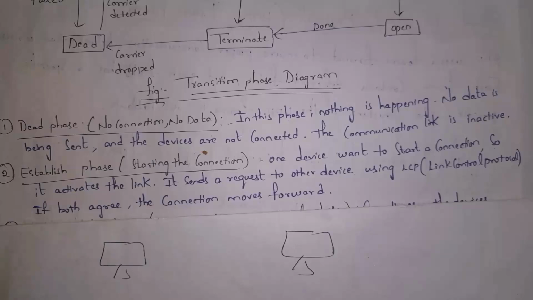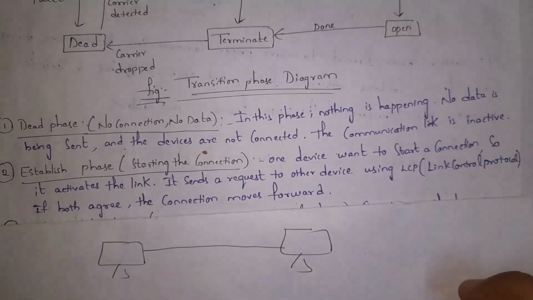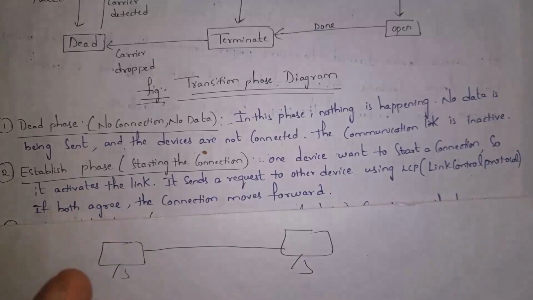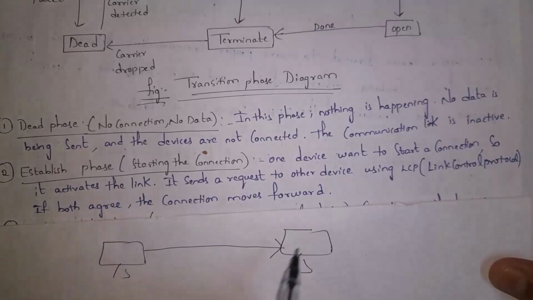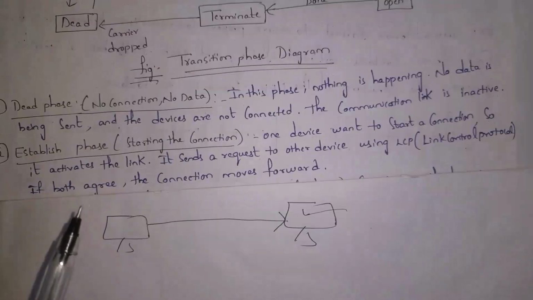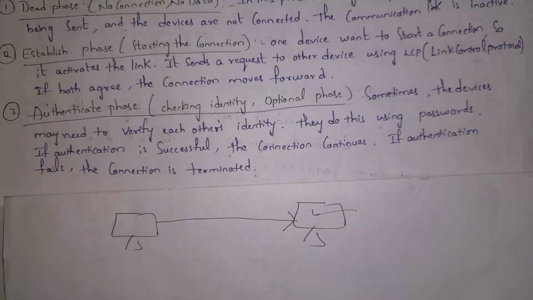Thus for example, this computer wants to send data to this computer. This computer will connect to this computer by using a cable directly. Before this computer sends data to this computer, at first this computer will send a request. So if this computer accepts the request, then they both can communicate with each other, like they can transfer data. And this computer will send the request to this computer by using link control protocol. And third one is authentication phase.